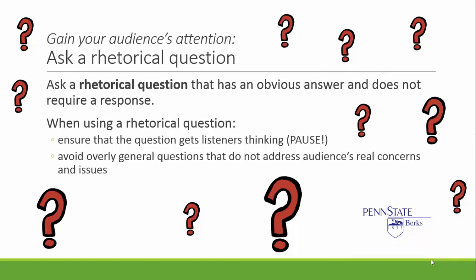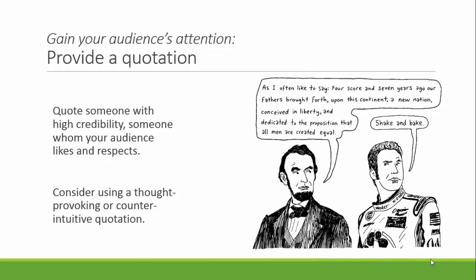Sixth is a rhetorical question. This is a question that has an obvious answer but does not require a response. When you're utilizing a rhetorical question, make sure that you give the audience an opportunity to listen and think about what you asked. Make sure that you incorporate a purposeful pause.